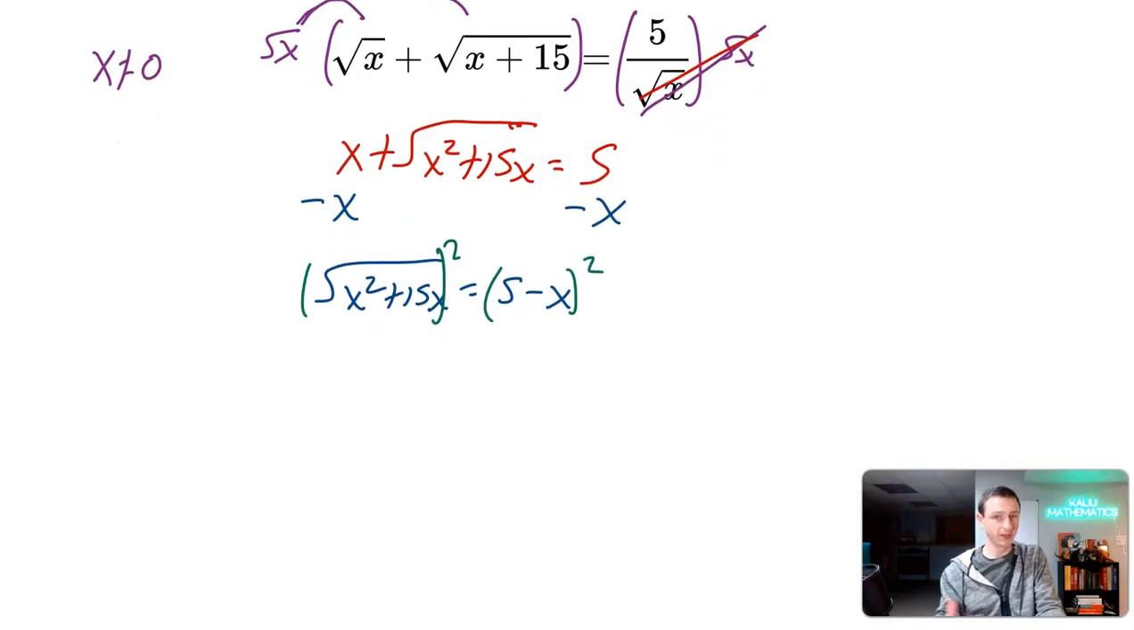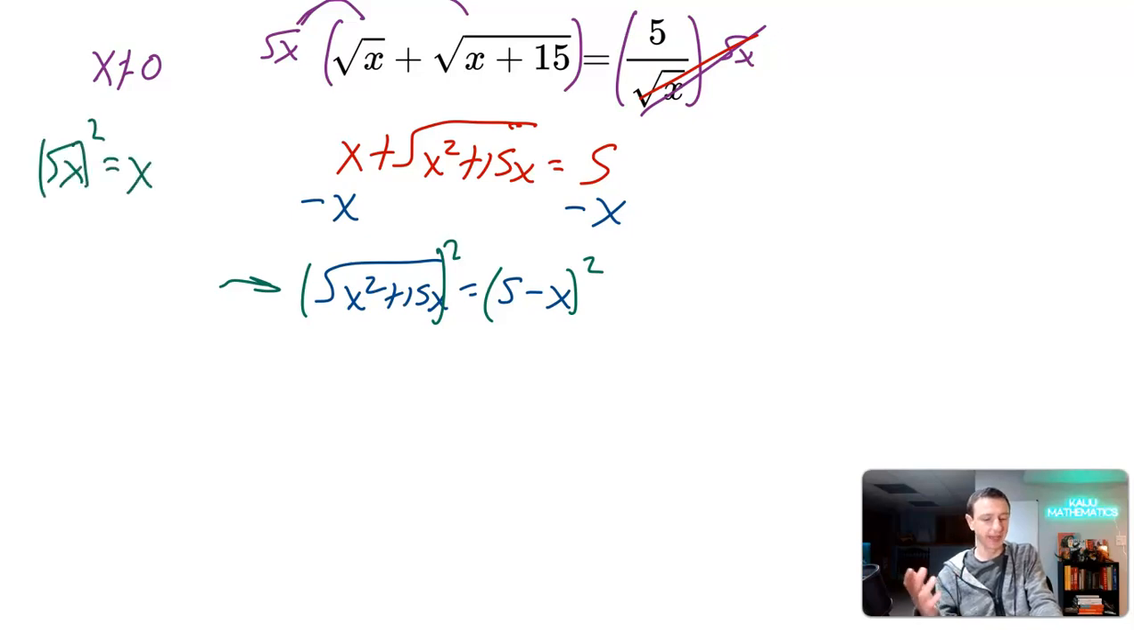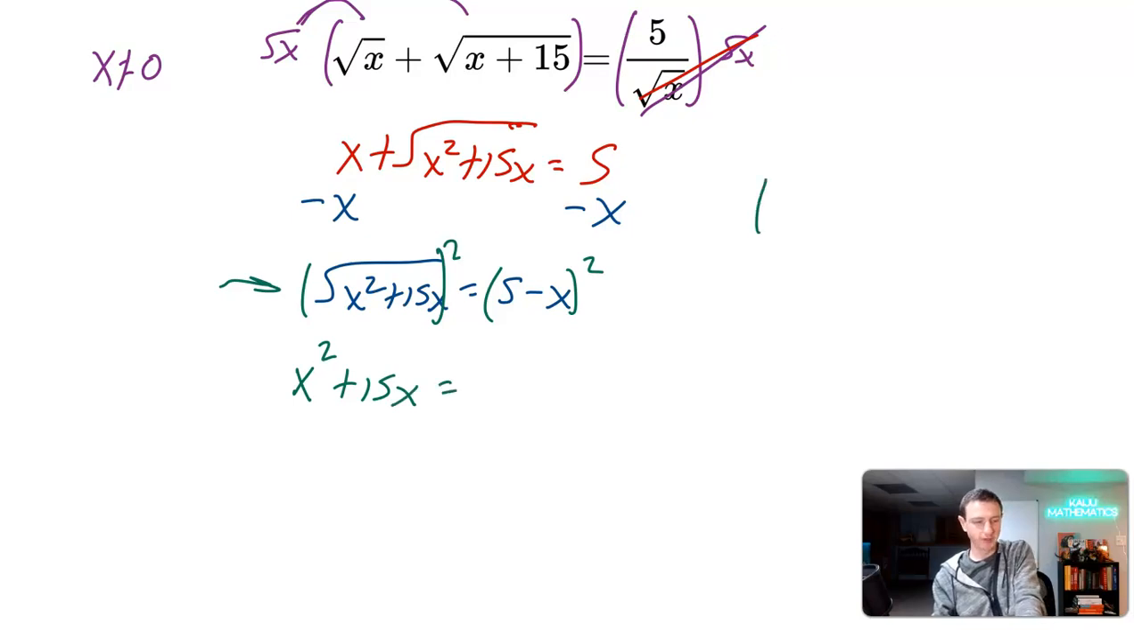What's different, though, is this is going to be a little bit more complicated, because we have 5 minus x being squared. So on the left side, though, the radical just goes away. Just like how I showed you here, square root of x, and you square it, you just get back x. So I'm just going to get rid of that radical. So x squared plus 15x equals, and over here we have 5 minus x squared. So this is 5 minus x times 5 minus x.